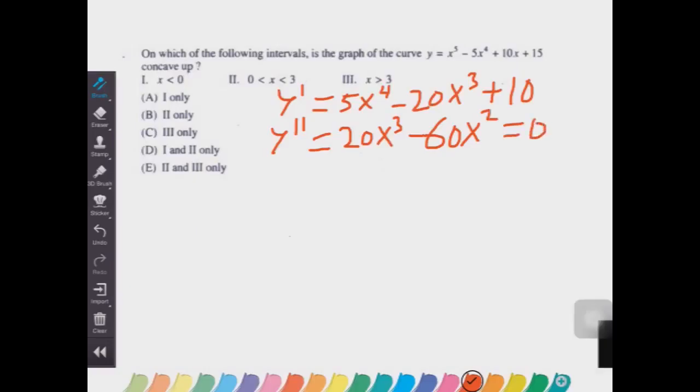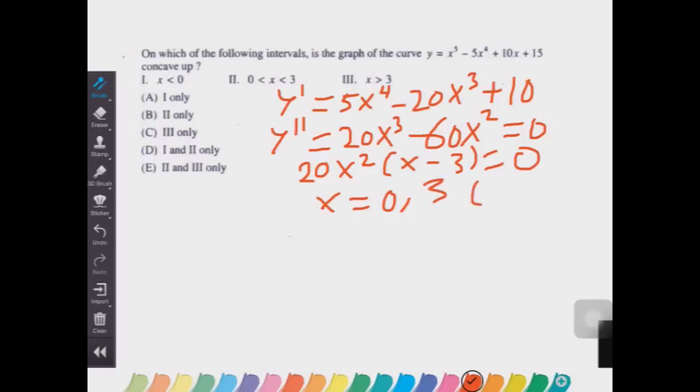and solve from there. So after setting y double prime equal to 0, you will find the greatest common factor, which is one way of solving it. So in this case, the greatest common factor is 20x squared, which would leave in parentheses x minus 3, which is equal to 0. So x is equal to 0 and positive 3, which are possible points of inflection.